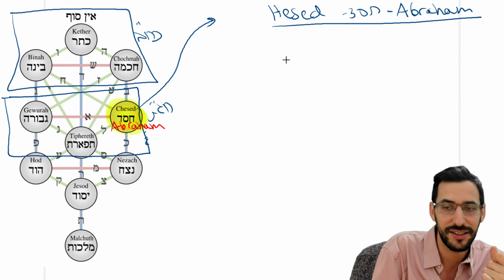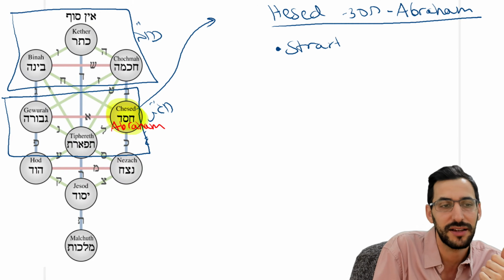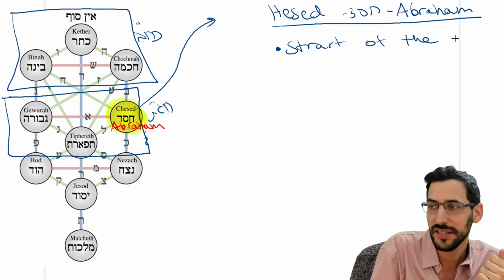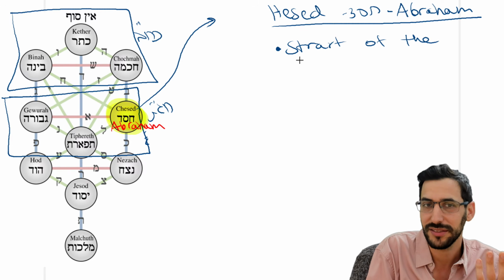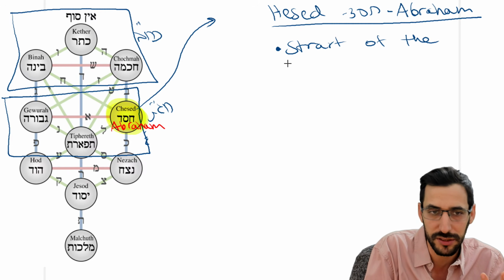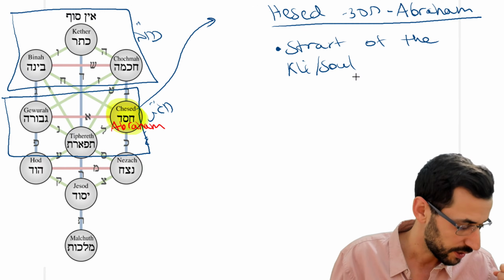So you could say it is the start of the, I want to say Kli, but I can also say soul, because that's what it is. It's the beginning of construction of a soul. That's what a Kli is. So if I say Kli or if I say soul, it's the same thing.